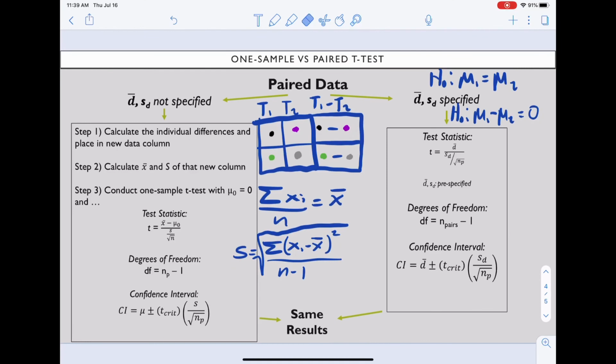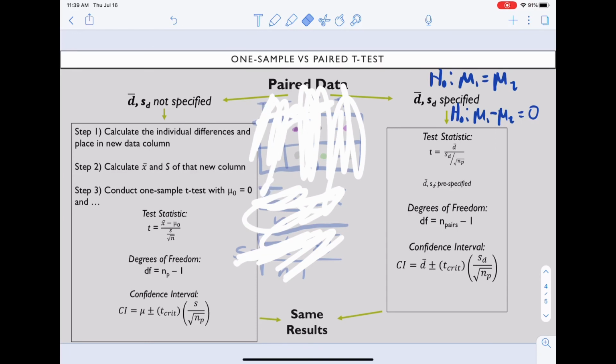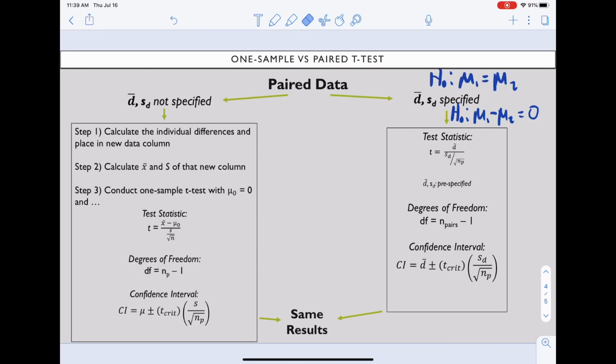And let me erase this, just so it's all clean here. Actually, I will keep that. That's important. Okay. Turns out that once you do this one sample t-test, you're going to get the same thing, which is awesome, I think. This is much easier to do if you're not supplied with these two things than doing the actual math for the paired t-test. Okay, very cool. So that's pretty much that. Is there anything else I wanted to say about this? I don't think so.